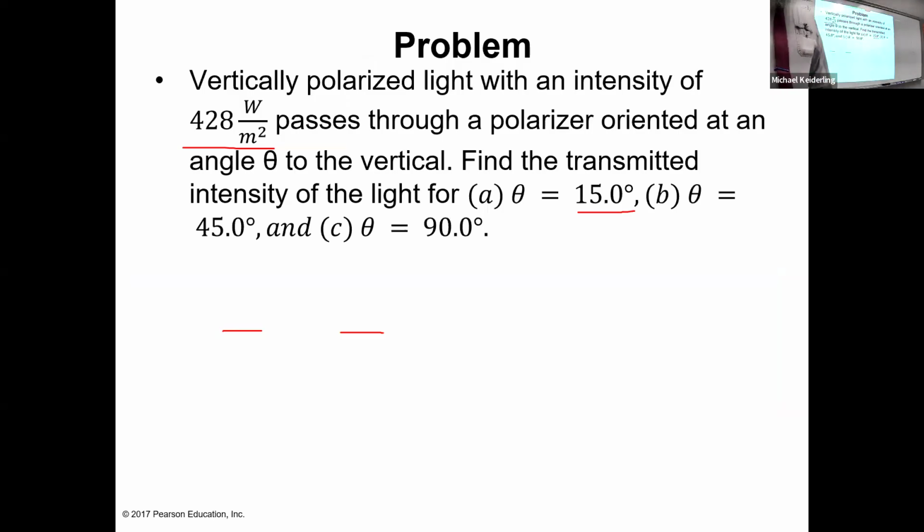So if you have vertically polarized light with an intensity of 428 watts per square meter, it passes through a polarizer oriented at an angle theta to the vertical. What is the transmitted intensity of the light for theta equals 15 degrees, 45 degrees, and 90 degrees?